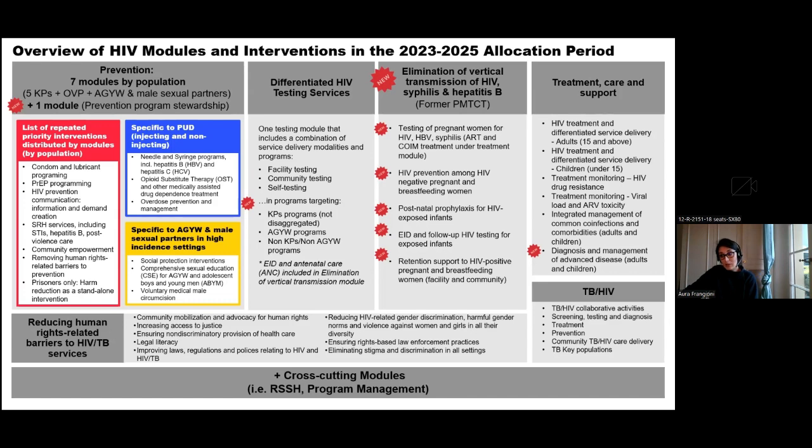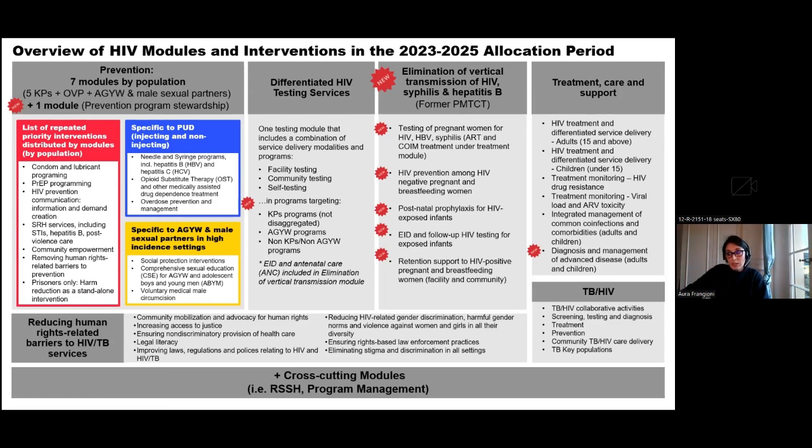Lastly, the bar at the bottom reminds us that the HIV modules will need to be complemented by the cross-cutting modules such as RSSH and program management. But the RSSH section in the modular framework includes the complete list of RSSH modules, and you'll see the complete list later in this session.